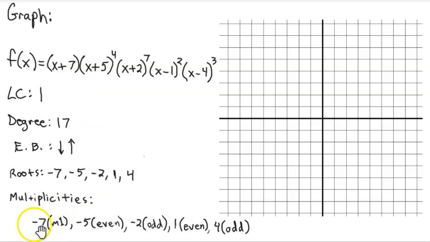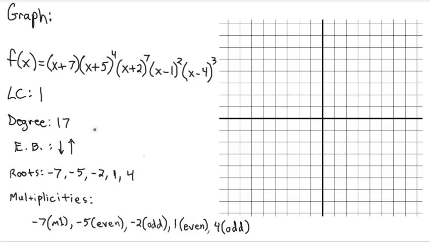Now, I've listed that down here. Negative 7 has a multiplicity of 1. Negative 5 has an even. Negative 2 is odd. 1, the root of 1, has an even multiplicity, and the root of 4 has an odd multiplicity. Okay, because it has a lead coefficient of positive 1, and it has a degree that's odd of 17, the end behavior is down on the left and up on the right.